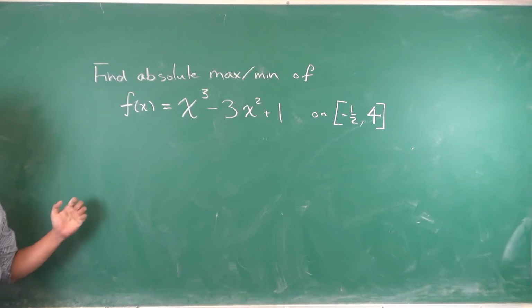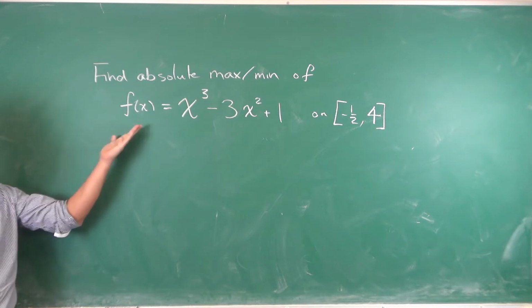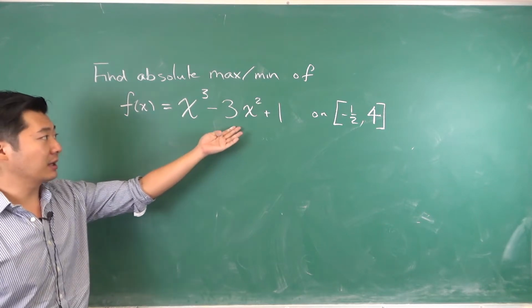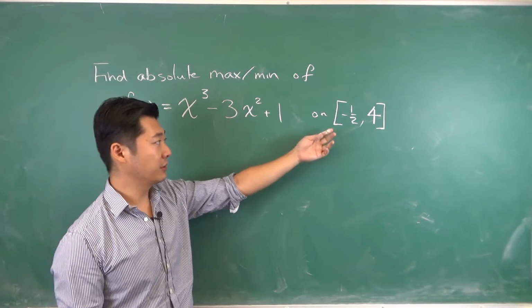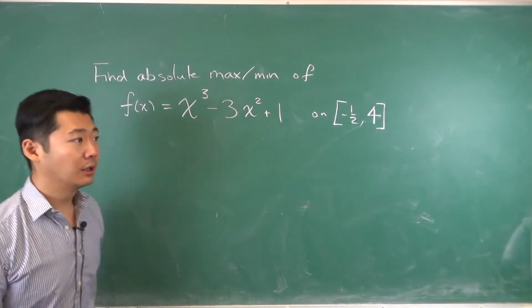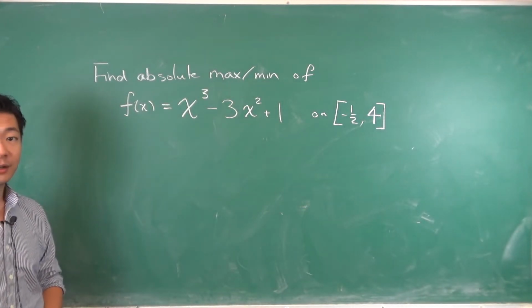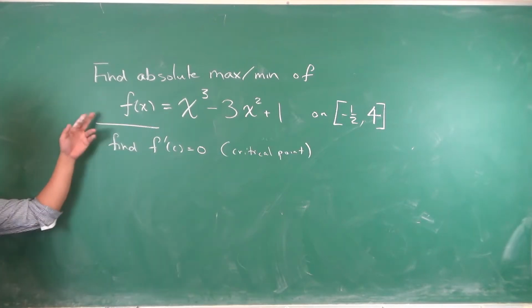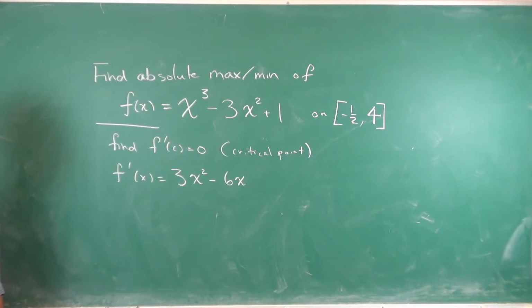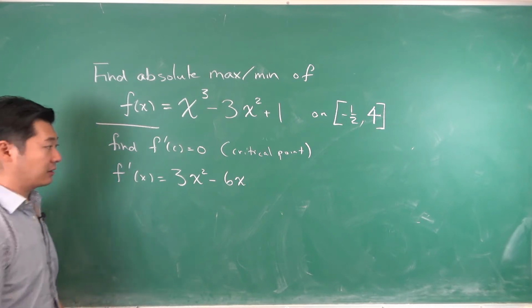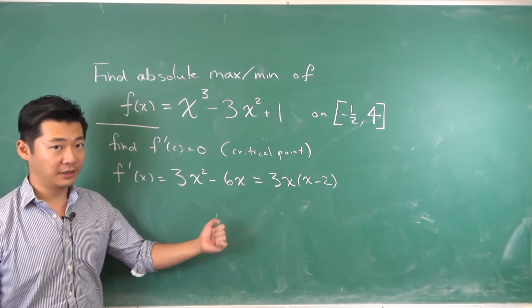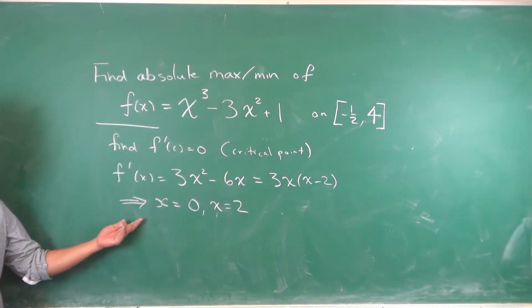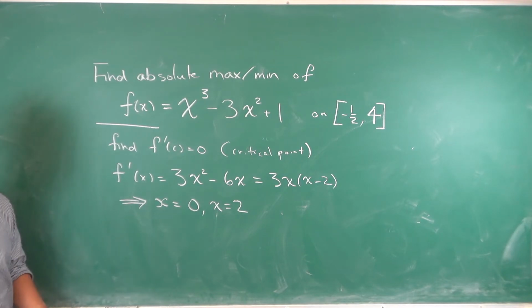To find the absolute maximum and minimum of this function, x cubed minus 3x squared plus 1 on the interval -1/2 to 4, what we'll first do is find where the derivative is 0. Such a point is called a critical point. Let's take our derivative. We get 3x squared minus 6x, which factors into 3x times (x minus 2). So x equals 0 and x equals 2 are the critical points.